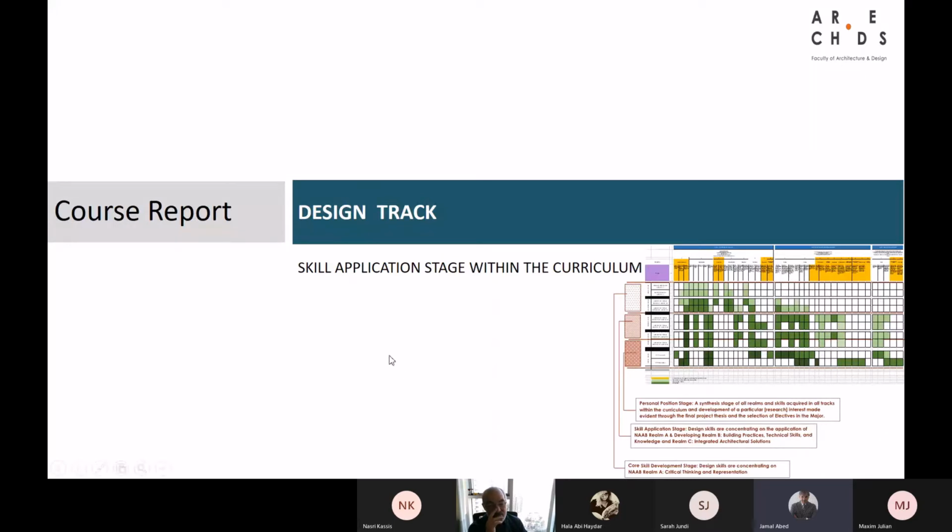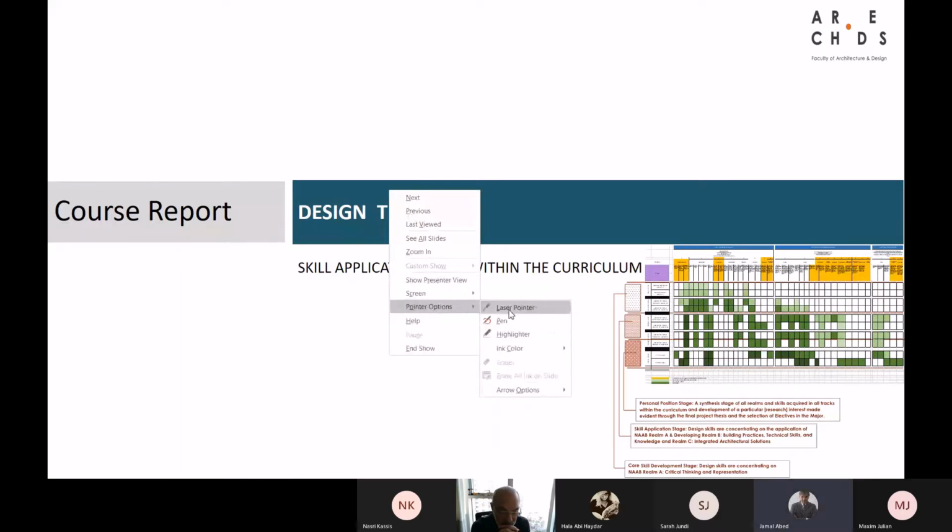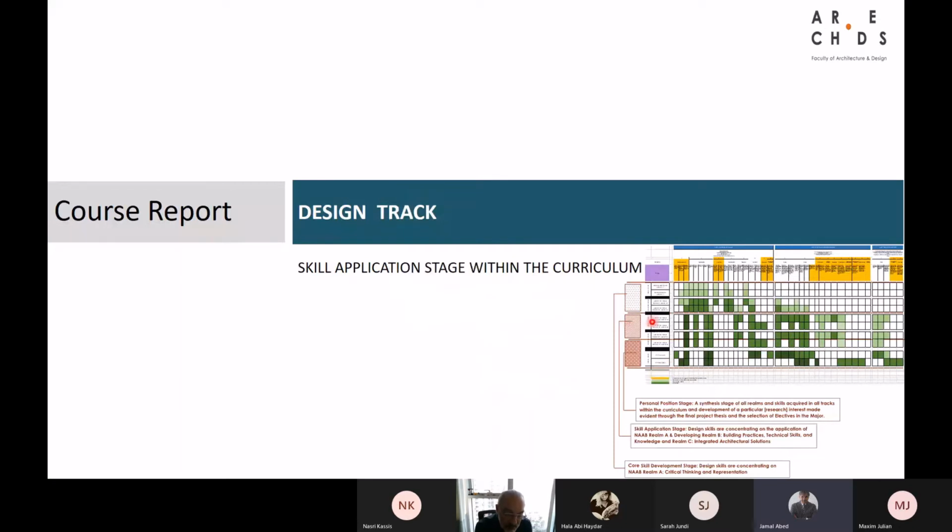So, let me just have my pointer. Where is it? Okay. So this is the skill application stage, and this is where we are. We moved from the core skills development, and now we're moving into the application part.